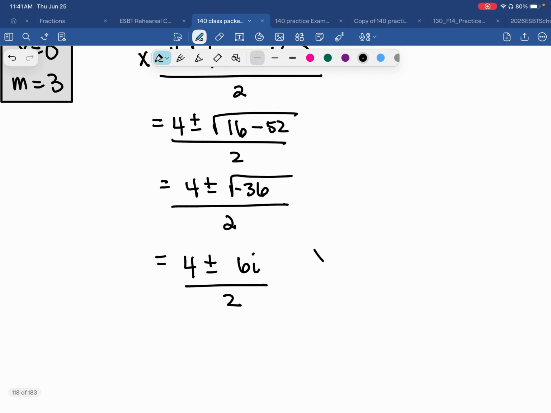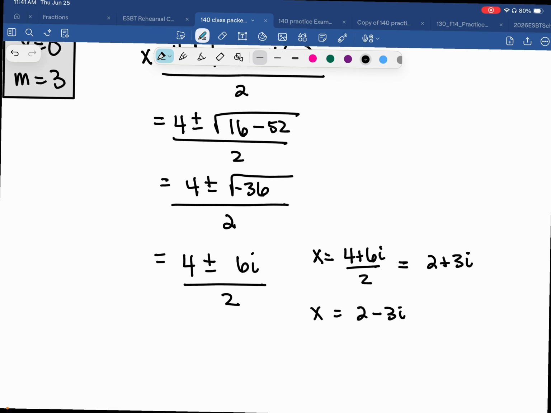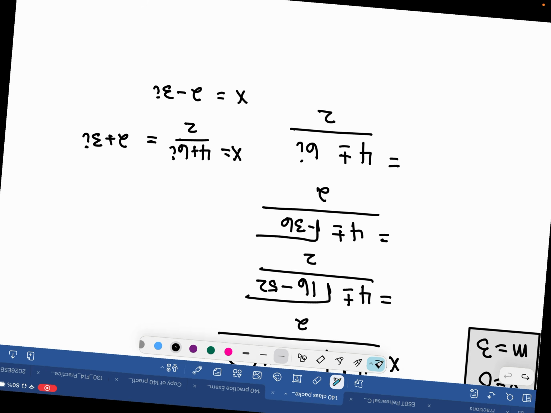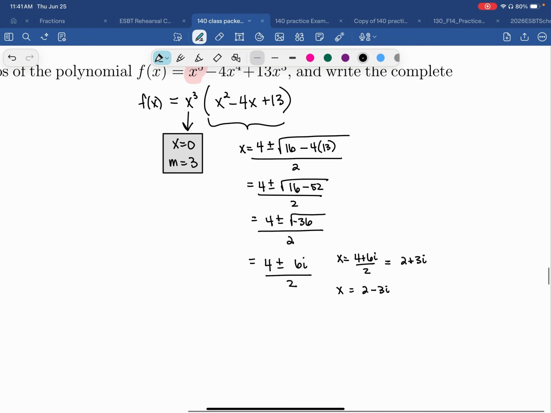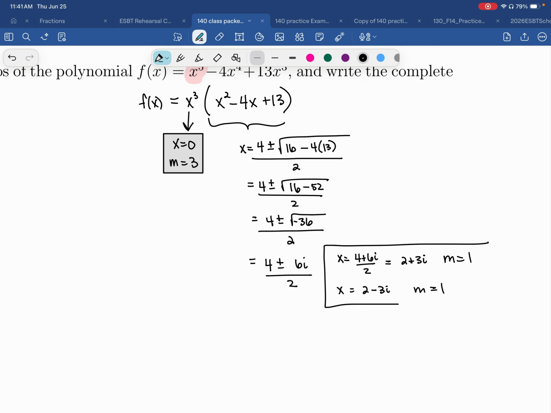So our other two zeros are x equals 4 plus or minus 6i over 2. Now we can divide each of those by 2. That gives us 2 plus 3i, and the other one gives us 2 minus 3i. Those are the two imaginary ones. Sorry, I flipped the screen on you. Both of those have multiplicity 1 because there's no power on that set of parentheses.